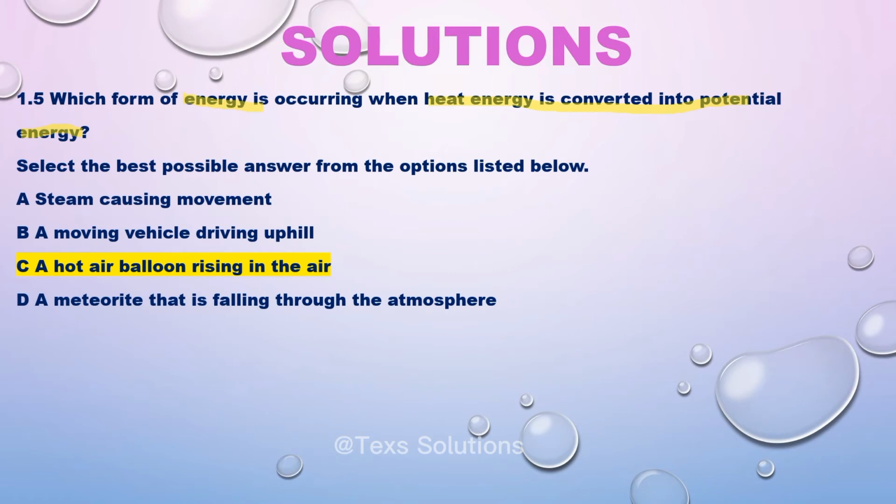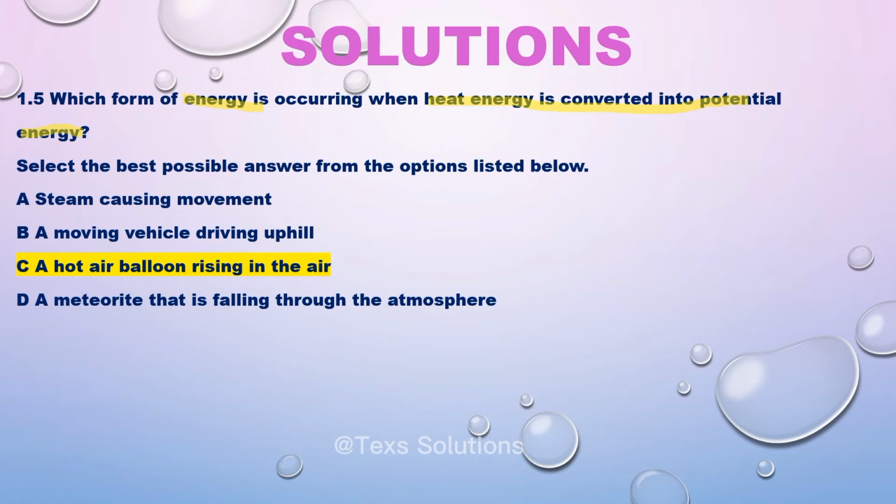Option 1, steam causing movement. When we have movement, it can be in any plane. It can be on an inclined plane, vertical plane, or horizontal plane. That is why we cannot use this. A moving vehicle driving uphill. Okay, we don't know if that uphill is vertically upwards or on an inclined plane. D, a meteorite that is falling through the atmosphere. It can be falling in any direction through the atmosphere.